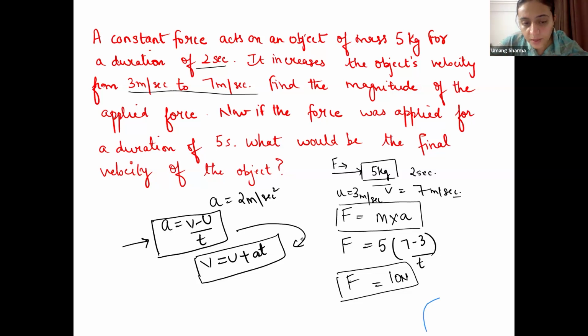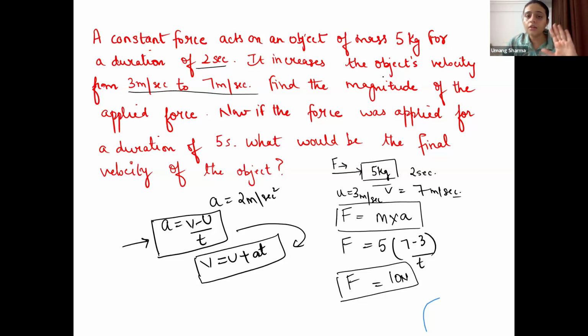Done this question, everyone? Explain again. Okay, Lavanya. So this is the question. A constant force acts on an object of mass 5 kg. So there was a mass of 5 kg and we have exerted some amount of force, which is not mentioned here, for a duration of 2 seconds. Now it increases the object's velocity from 3 meters per second to 7 meters per second.